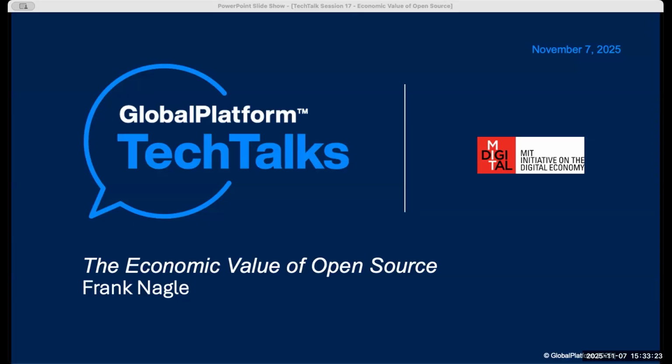In today's session, we'll be exploring the economic value of open source. This topic is increasingly relevant as open source software continues to shape innovation, collaboration, and competition across industries.